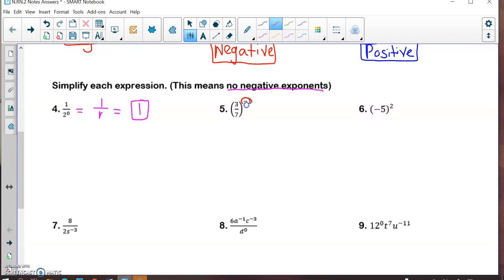All right, number 5. This negative 1 is being attributed to both the 3 and the 7. So I have 3 to the negative 1st power, and I have 7 to the negative 1st power.